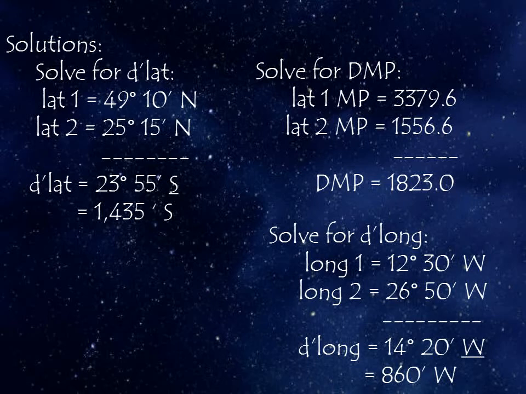This can be obtained by multiplying the degree by 60, then add the result to the remaining minute. Take note of both D-long name and D-long name. This can be a useful guide in solving the true course.